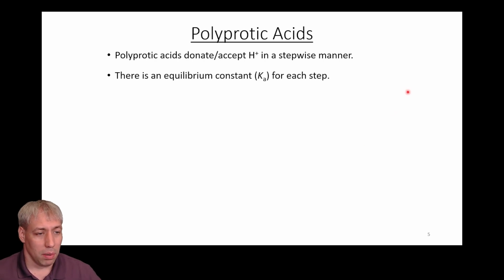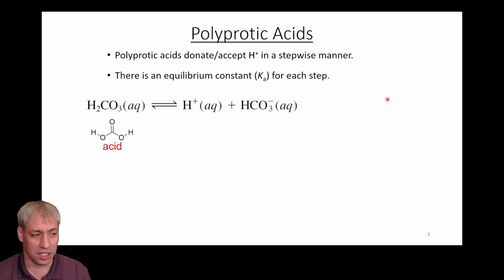Polyprotic acids can donate more than one proton, but one of the keys, at least with most of them, is that they don't donate all three of them at the same time, or both of them at the same time. They do so in a stepwise manner, and because of that, they have an equilibrium constant associated with each step.